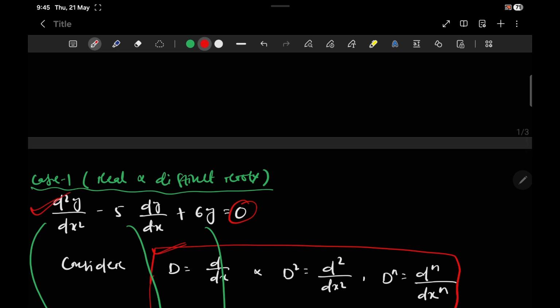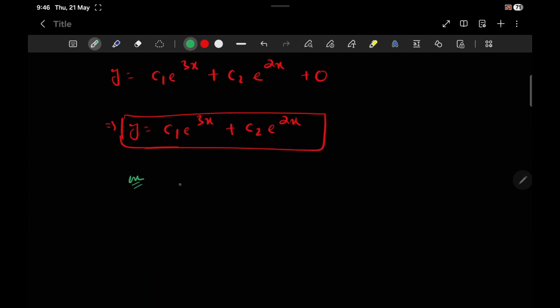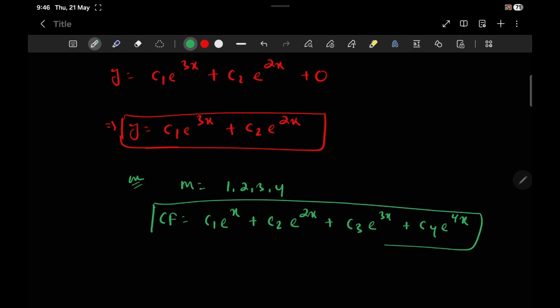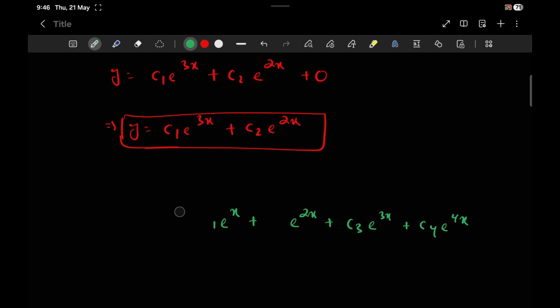Say for example, we had our roots like 1, 2, 3, 4. So our complementary function would have c1 e^x + c2 e^(2x) + c3 e^(3x) + c4 e^(4x). This would be our complementary function. So the first case is now solved. Let's move forward to the second case.